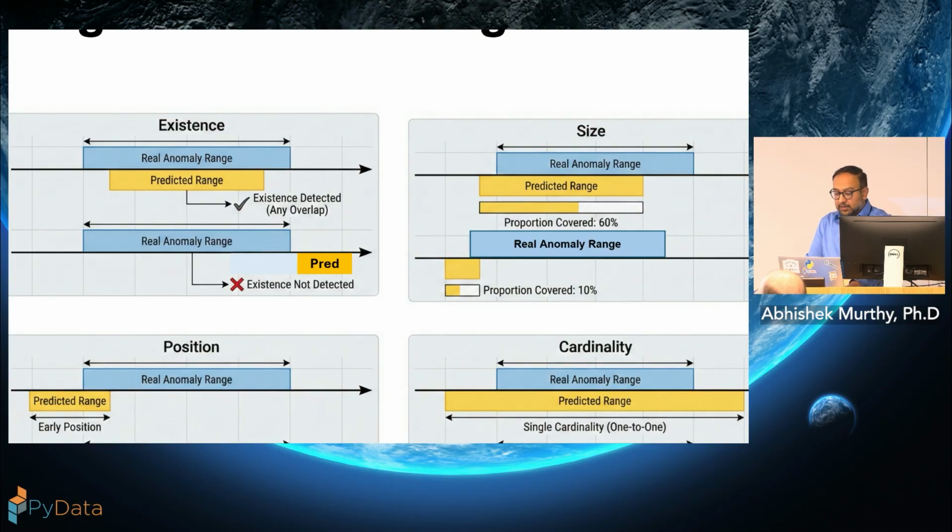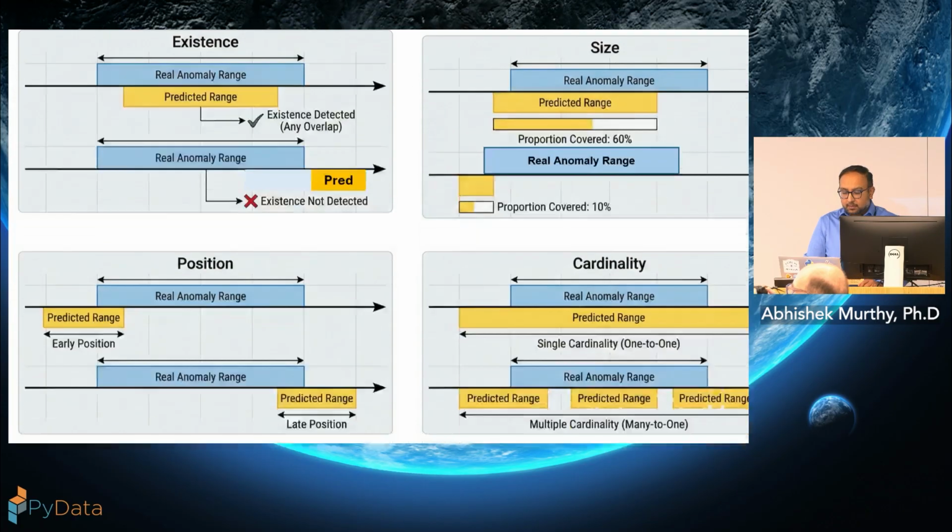The rest of them can actually be customized. There are parameters corresponding to size, position, and cardinality. For your application, you can tune these parameters and use the functions for measuring precision and recall. What is size? If the real anomaly spans a period of time, and the algorithm picked up about 60% of it, you want to treat it differently from a prediction that had only 10% overlap with your ground truth. The size parameter allows you to penalize an algorithm for this aspect.